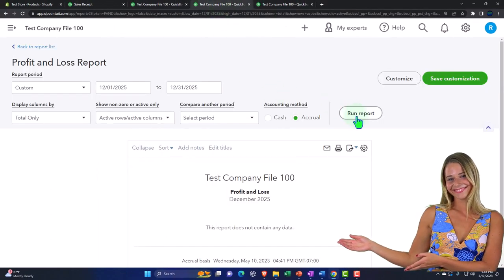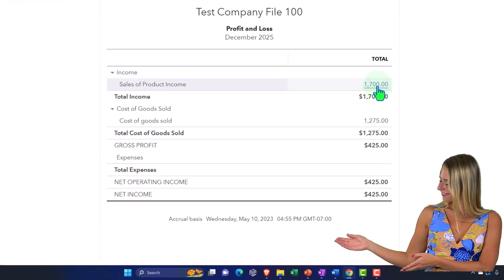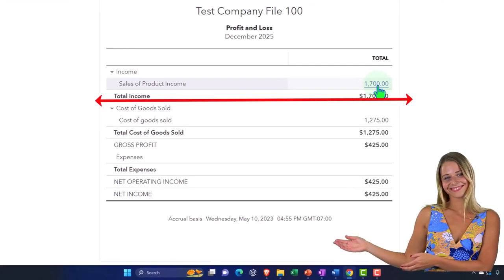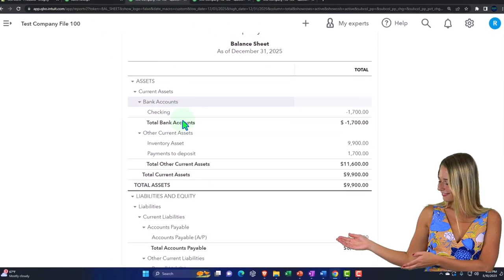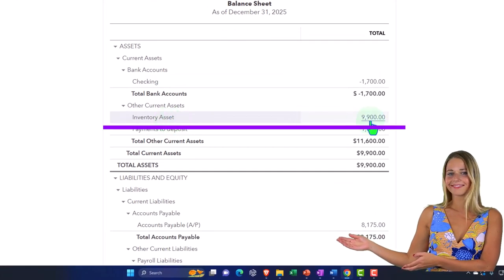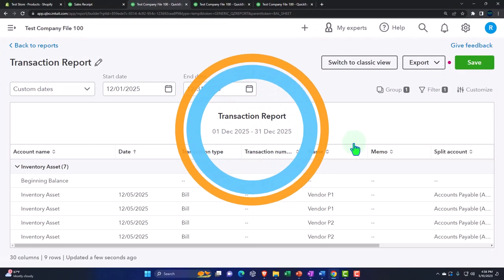So if I go to revenue, I could run revenue. So there's the 1,700 in the revenue account. And if I go back to the tab to the left, inventory is going to go down. So here's our inventory account. If I go into it, then it's going down.